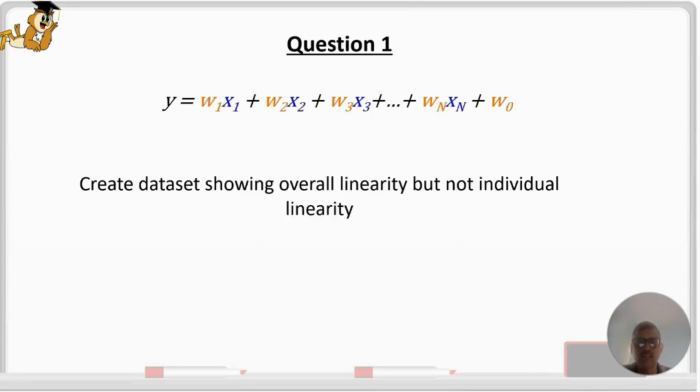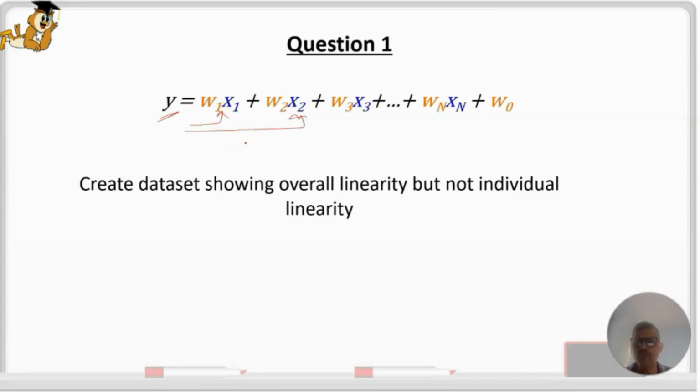Okay, this was our linear regression model. My first question or assignment is to ask you to create a data set that shows overall linearity but not individual linearity. So I want to make a point here. You remember when we talked about assumptions, our linearity assumption said that y, your dependent variable, was linearly related to each of these independent variables. So y and xj had a linear relationship for all j's separately, independently, right? So that was our linearity assumption.